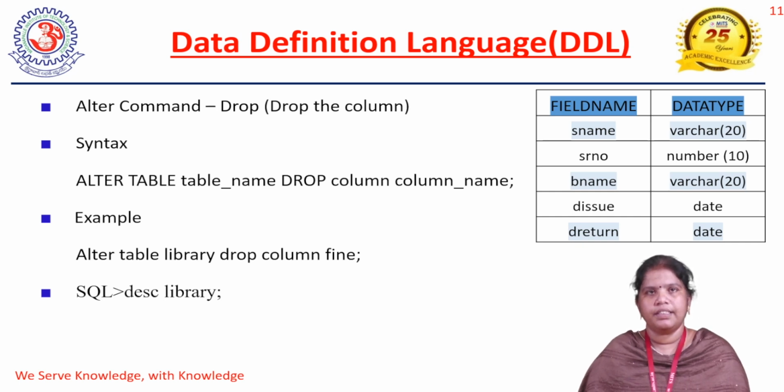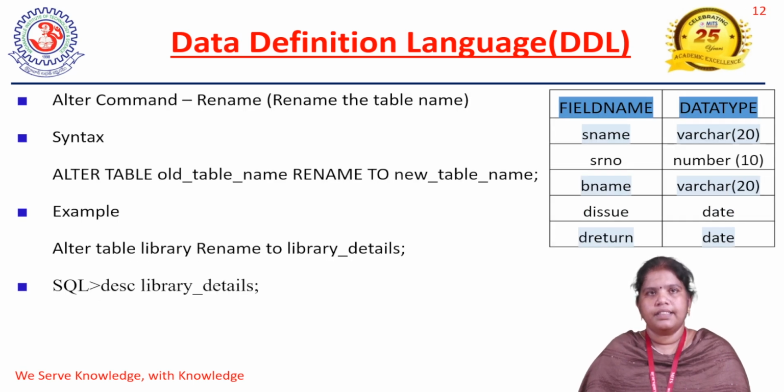Next command is the alter command drop, which will drop a column. Syntax will be: alter table, table name, drop column, column name. So for example, we will be dropping fine, which was created. The example is alter table library drop column fine. So in our example, fine has been dropped from the table.